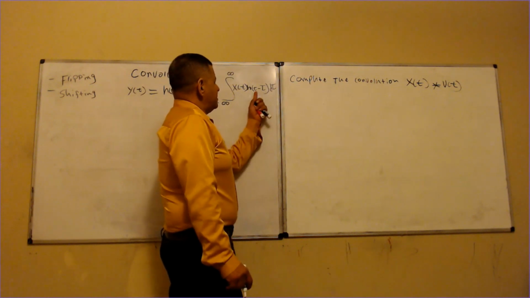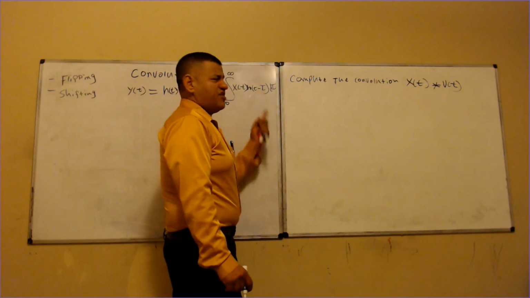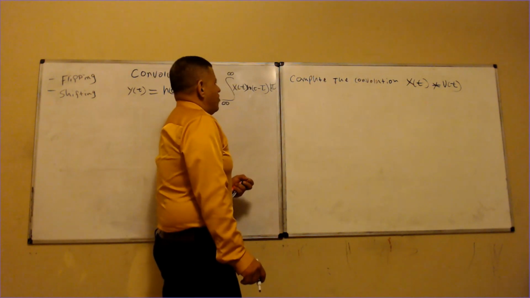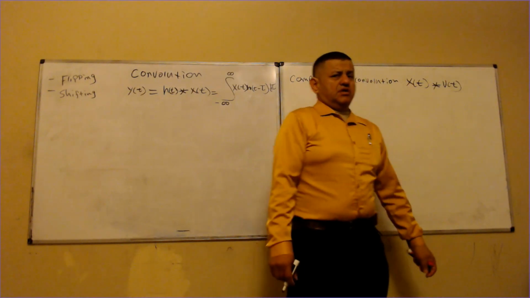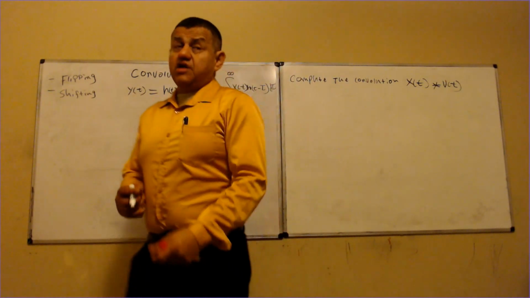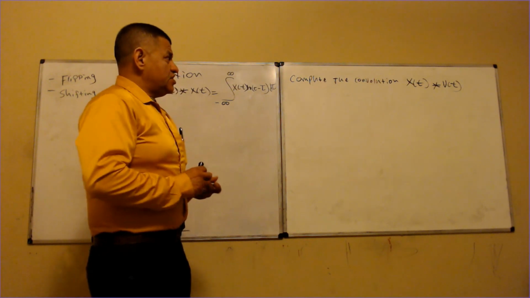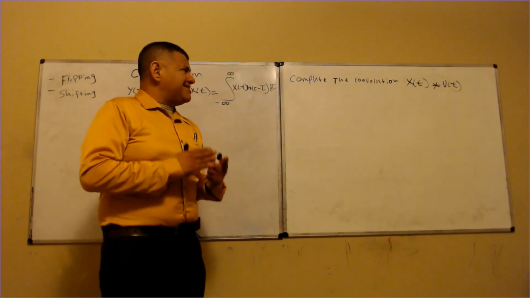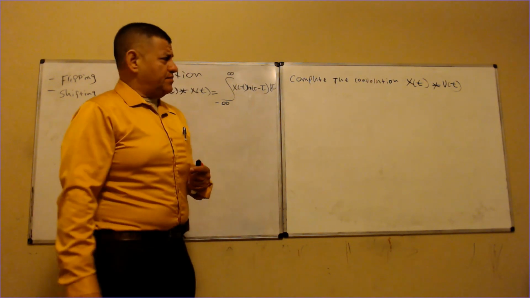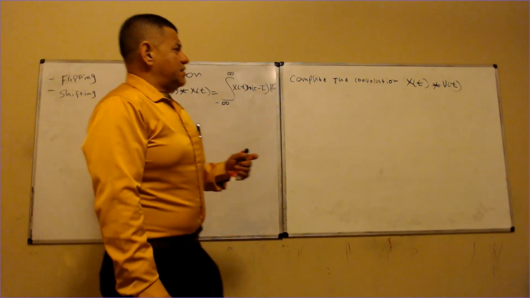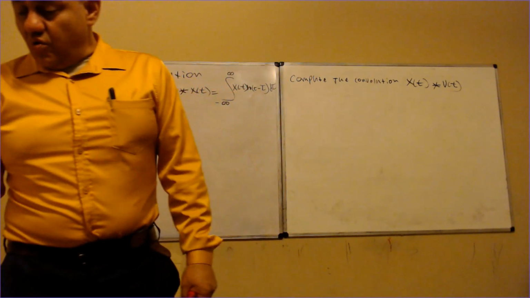And we know that tau is a dummy variable. So this definition just says that two functions, two signals, are convolved. We think in signals, generally speaking, not necessarily functions.